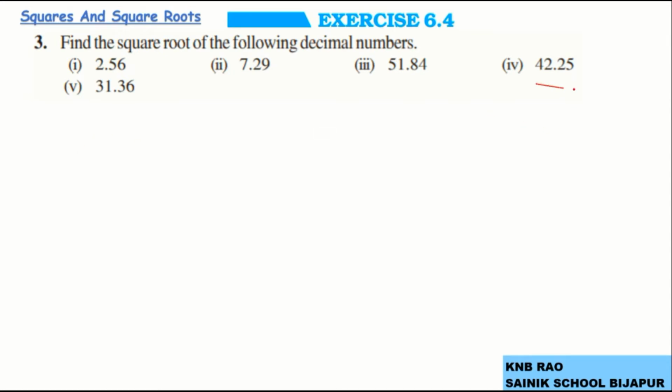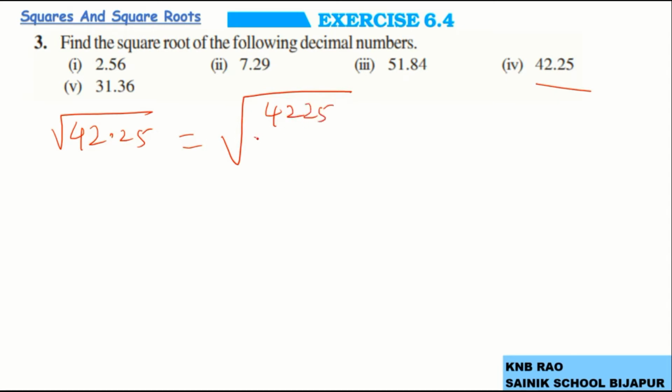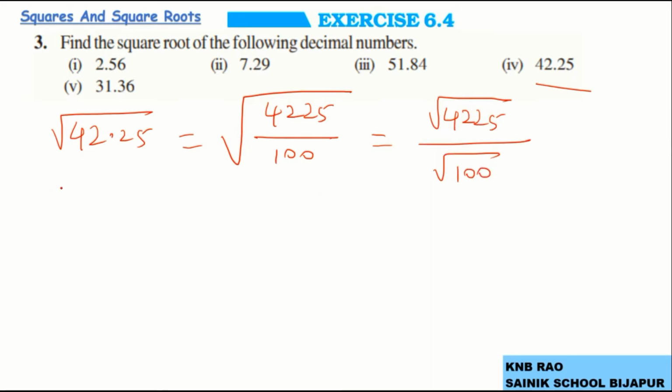So let me explain one more example with the other method, method 2. Suppose you are finding the square root of 42.25, we can write this as 4225 by 100. How? Multiplying this number by 100 and dividing by 100 gives this. When I divide 4225 by 100, it gives me 42.25 only. So the square root of this is the square root of 4225 upon the square root of 100. How did I get it?